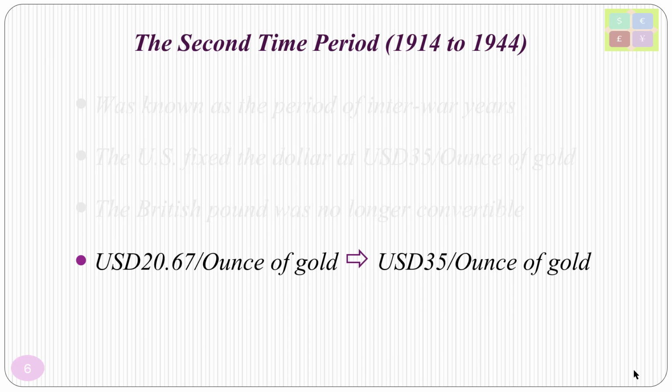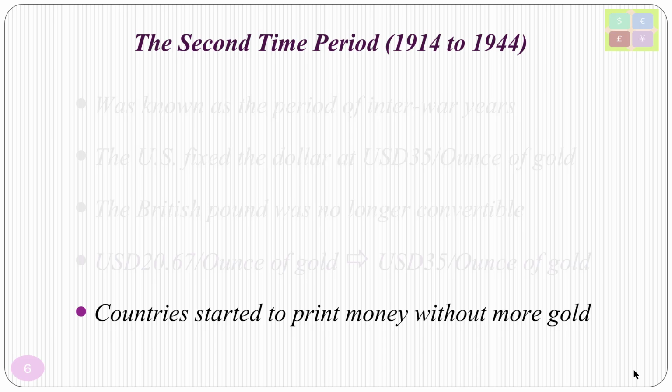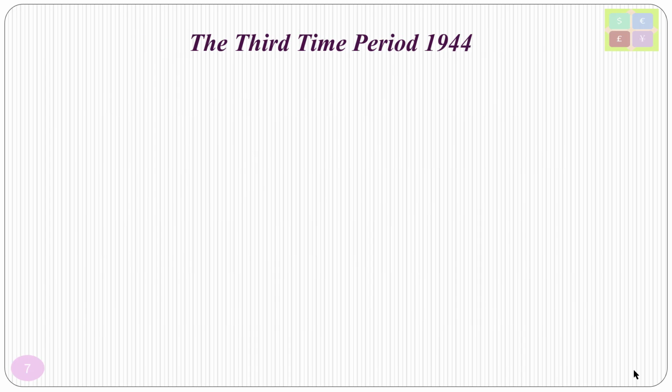So the value of the US dollar changed from 20.67 US dollars per ounce of gold to 35 US dollars per ounce of gold from the first time period to the second time period. Countries started to print money without acquiring more gold because they had to fund the Second World War. The third time period was the year 1944 itself.